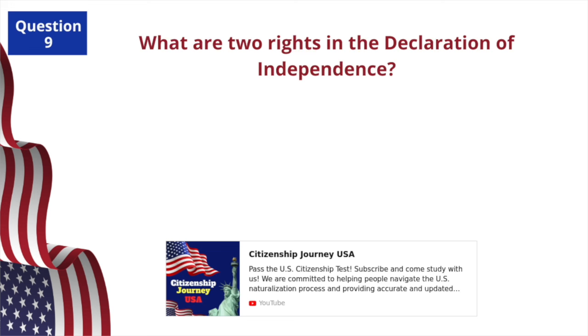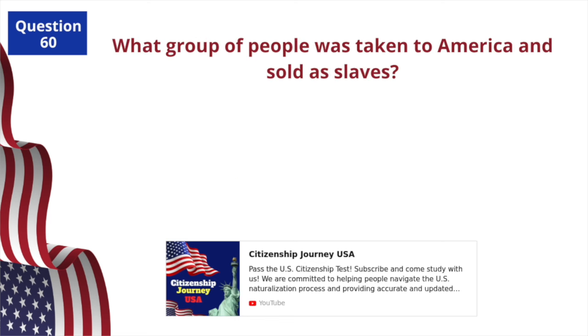What are 2 rights in the Declaration of Independence? Life, liberty. What group of people was taken to America and sold as slaves? Africans.